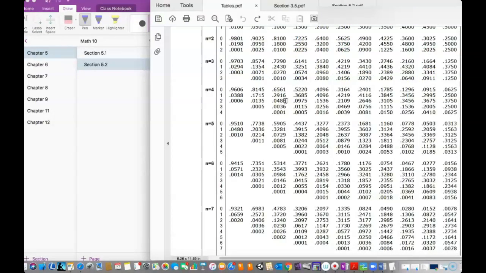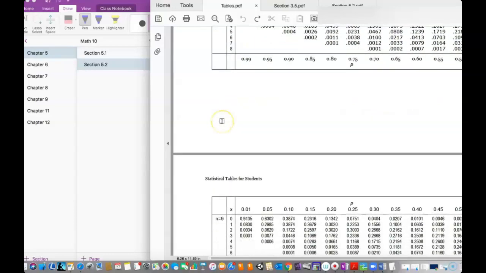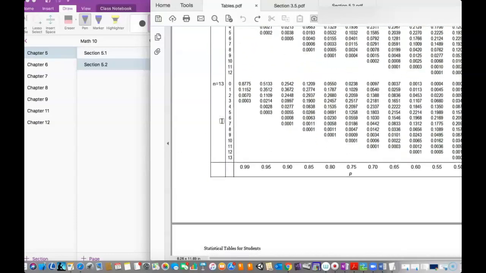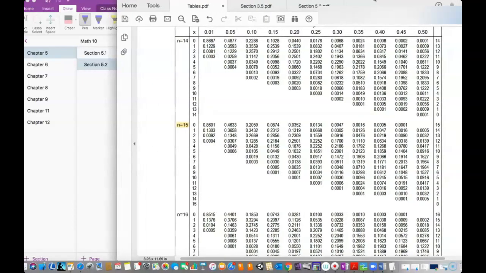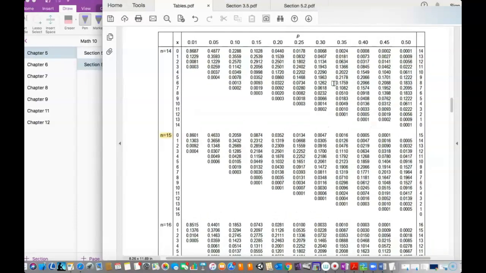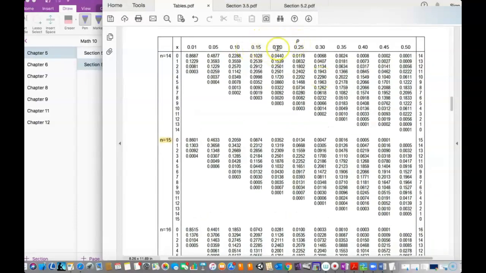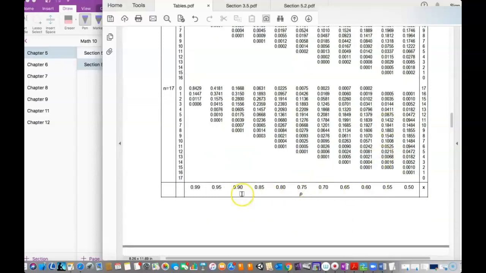Okay, so on this part n is 15. So find 15 in the first column. Okay, so here is 15. Then our probability is 80%. See, here we have the probability on top. It's up to 50%. And here at the bottom, we have more than 50%. Here is 80%.